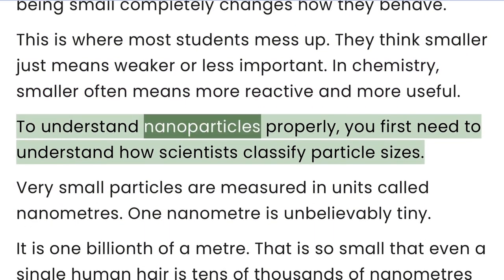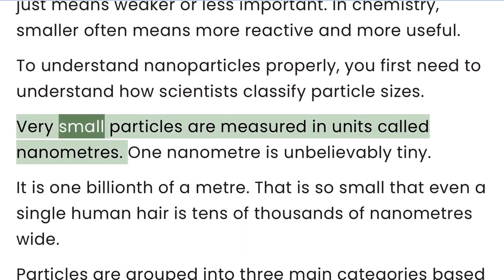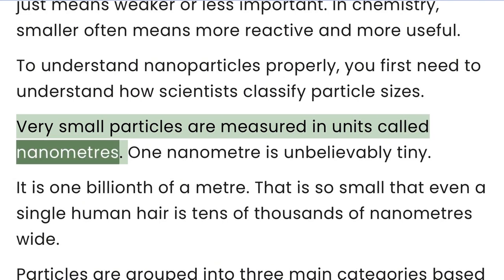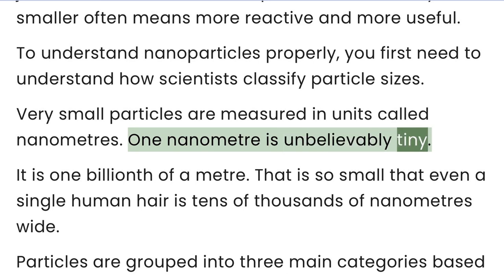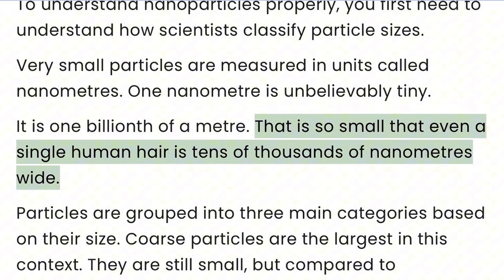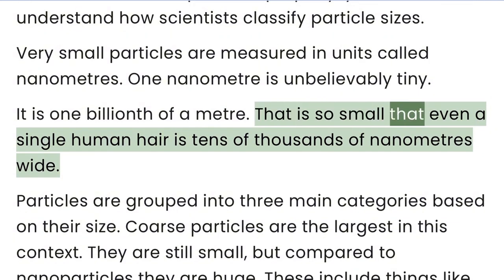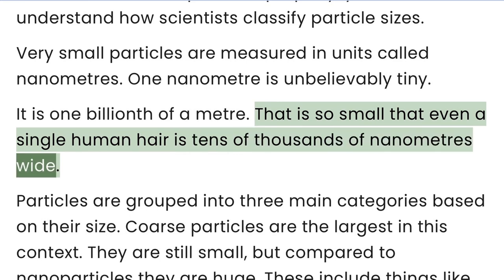To understand nanoparticles properly, you first need to understand how scientists classify particle sizes. Very small particles are measured in units called nanometers. 1 nanometer is unbelievably tiny. It is 1/1000th of a meter. That is so small that even a single human hair is tens of thousands of nanometers wide.